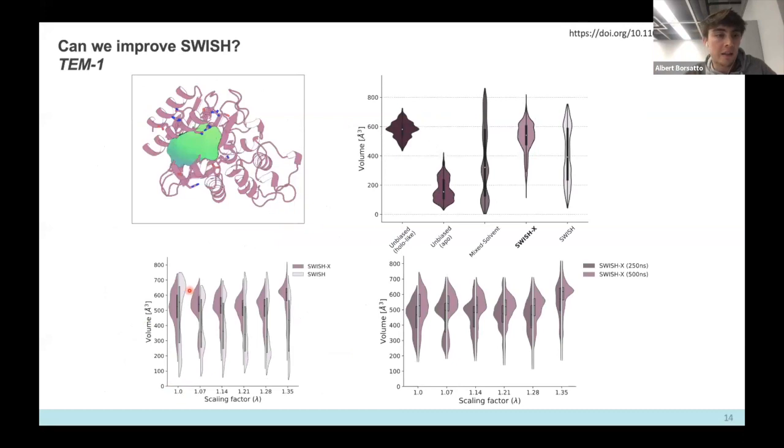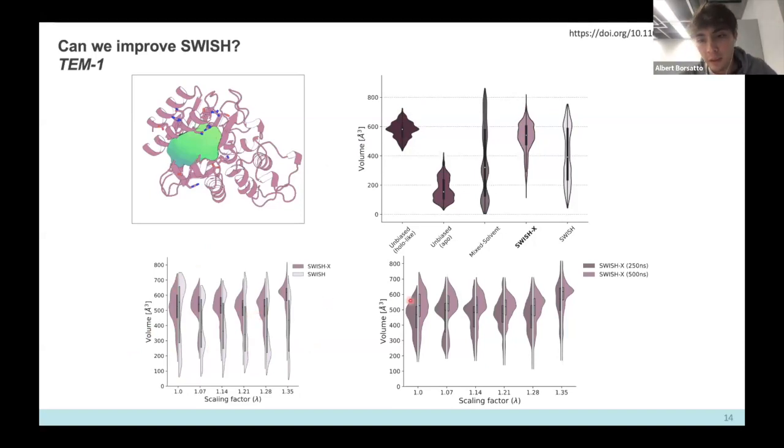So we tested this again on TEM1 beta-lactamase, and we checked the performance of SWISH expanded with respect to the other methods. And as you can see here, SWISH expanded can reliably sample the open conformation of a pocket, and it does so in a much more efficient way. So the median volume across the SWISH-X simulations is actually close to the open configuration of the pocket. If we look across the different lambda scaling factors between SWISH and SWISH expanded, we can see that SWISH expanded is actually better across all the lambda factors with respect to SWISH in sampling this open configuration.